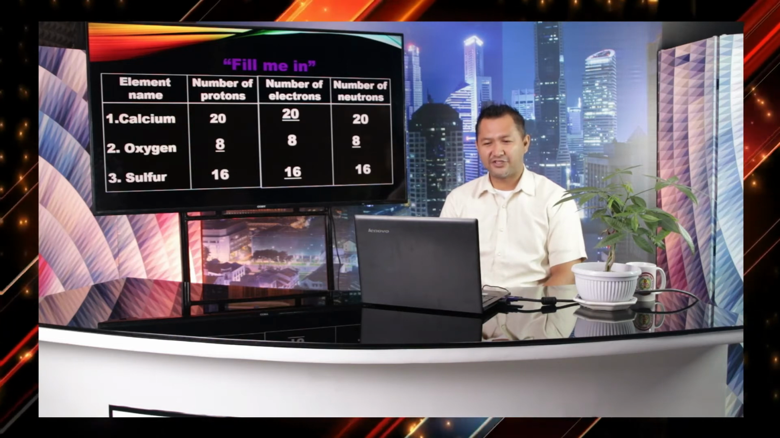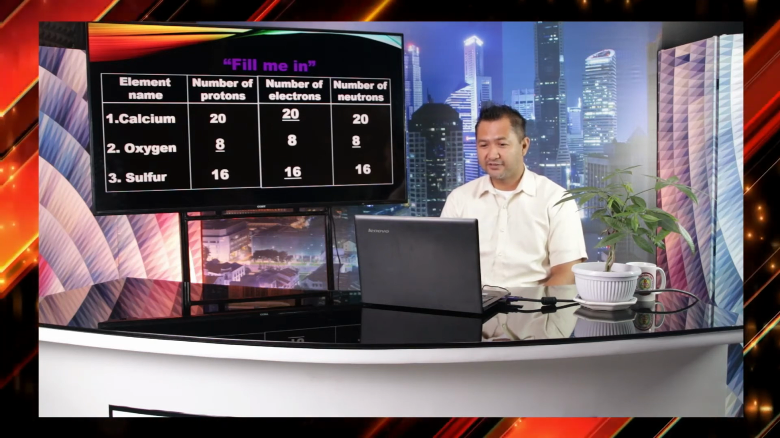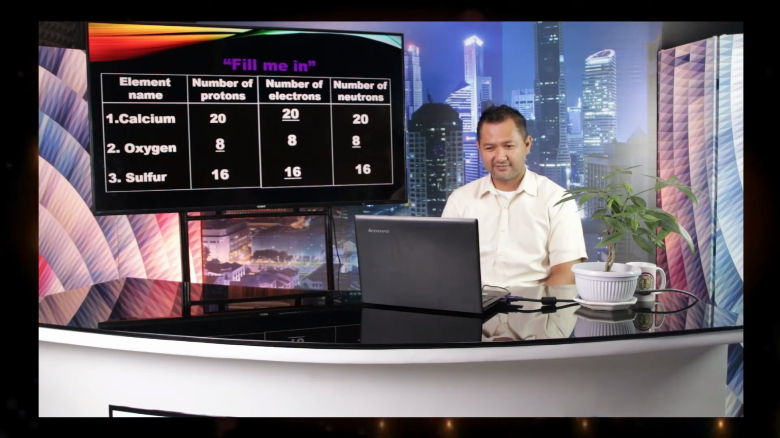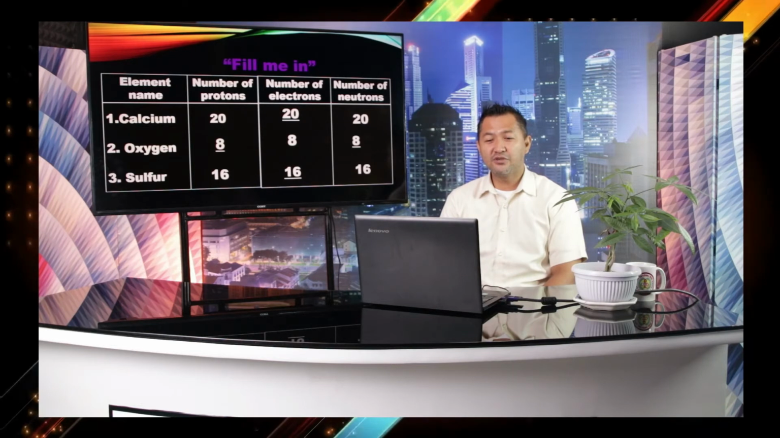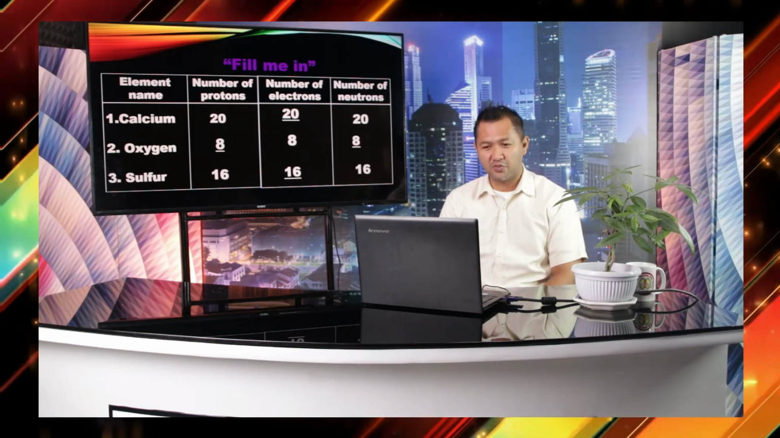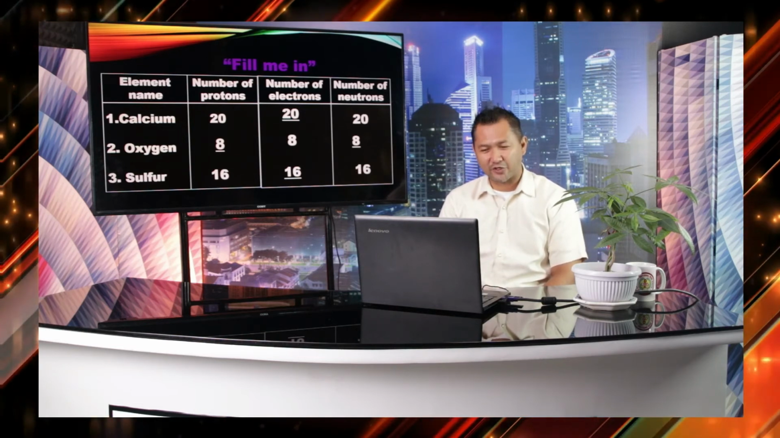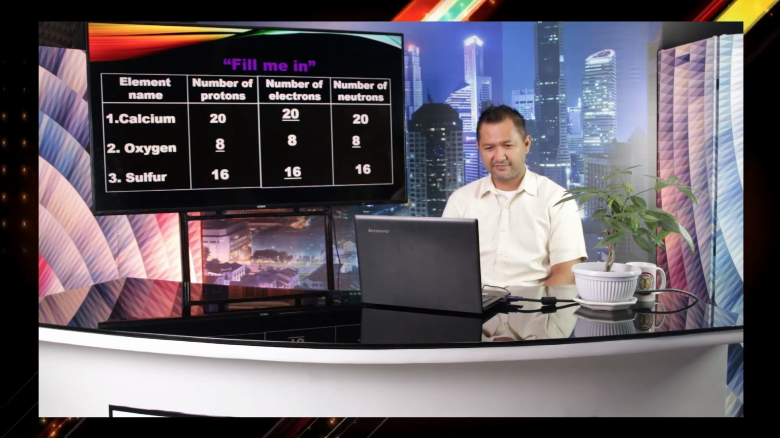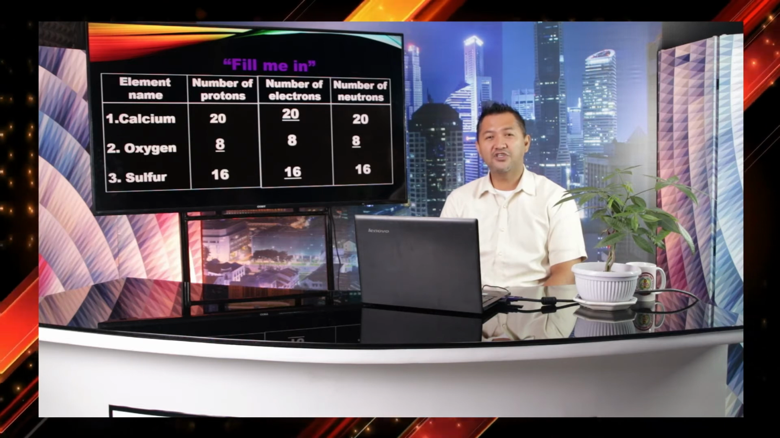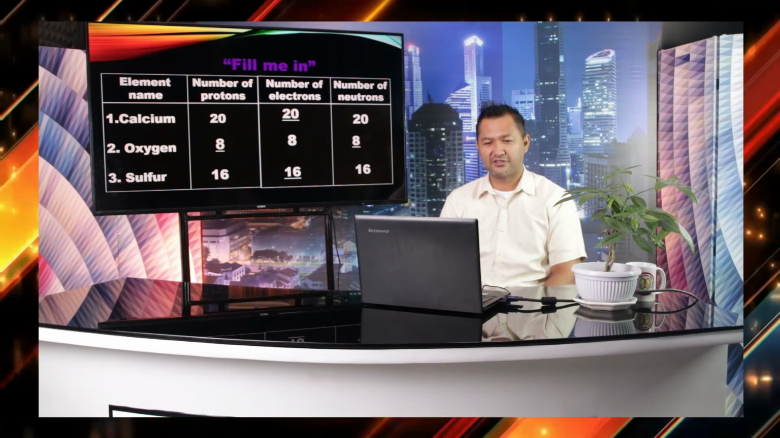Let's reveal now the answer. The first element is calcium with 20 protons, 20 electrons, and 20 neutrons. Number 2, oxygen with 8 protons, 8 electrons, and 8 neutrons.